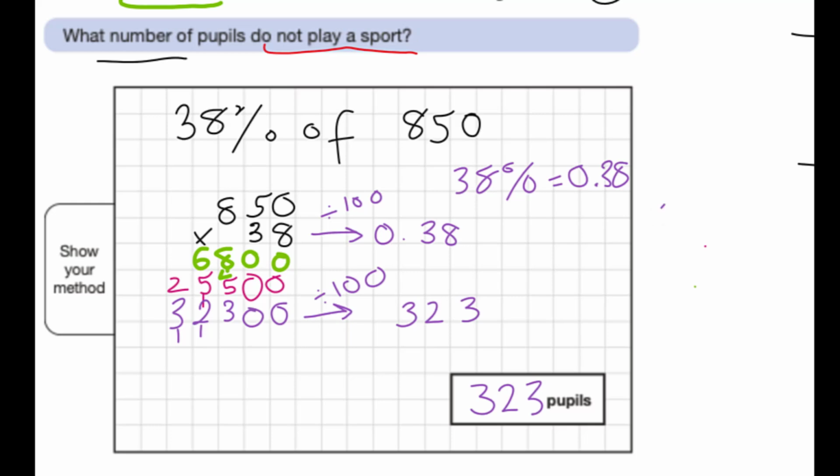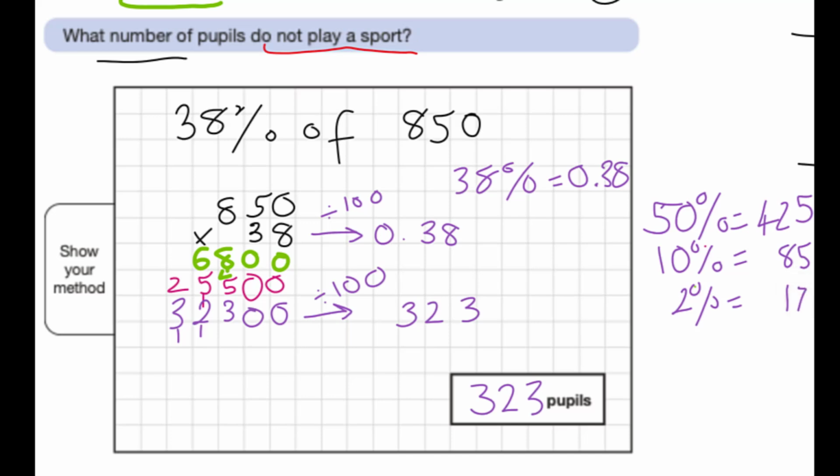62% I'm going to do as 50%, 10%, and 2%. So 50% is 425, 10% is 85, and then 2%, well, 1% would be 8.5, so 2% would be 17. I could add all those up: 5, 10, 17, 2, 10, 11, 12, 4 and 1 is 5, so 527 children played sport.